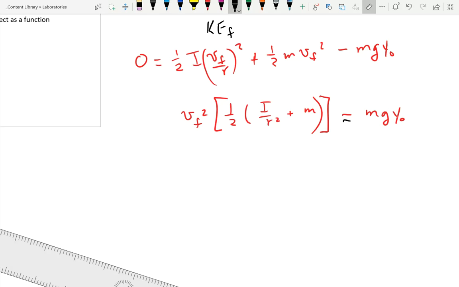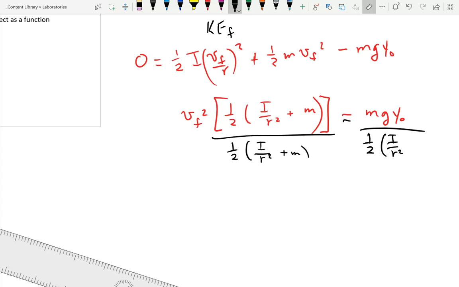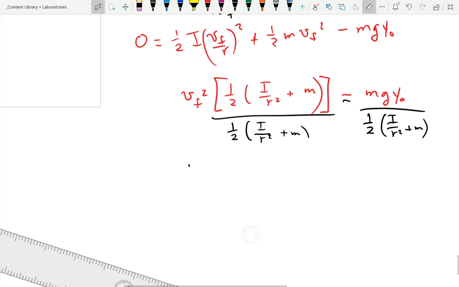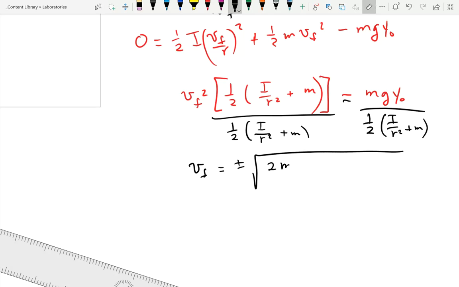What's my penultimate step for solving for V final? Yeah, divide by things in the bracket. Then you need to square root both sides. And that's the ultimate step. Okay, the square root came out a little too big. So there's my equation for V final in terms of the variables.